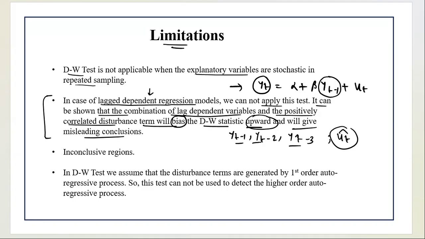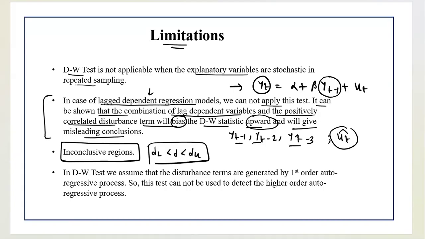Third, and the most severe limitation, is the inconclusive region. There are some specific regions where we cannot comment anything using this DW statistic. As I have told you, there are two regions. First is this: when the D statistic value lies between the lower bound and upper bound. This is one of the inconclusive regions. And the other one is this, 4 minus DL, right? These are the two inconclusive regions. If the computed value of the D statistic falls in these two regions, you cannot comment on anything, or you cannot detect autocorrelation. So this is one of the limitations.